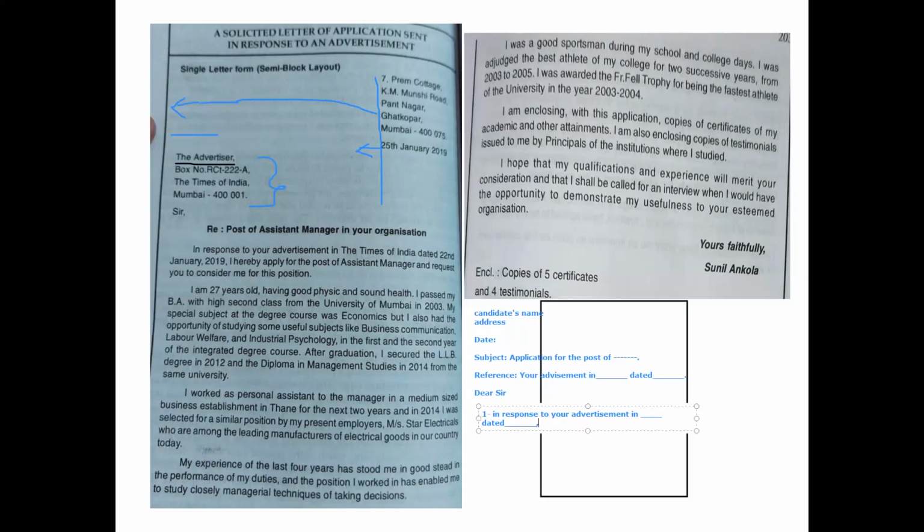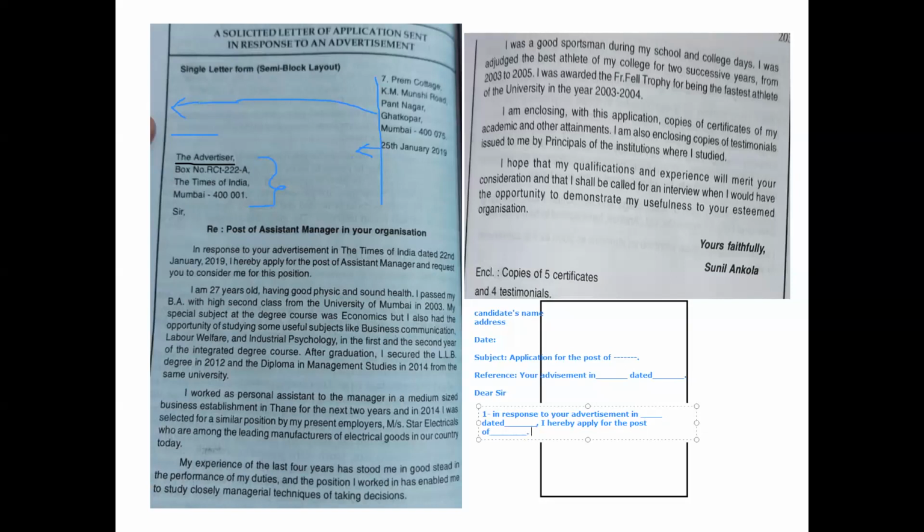Now see here, the same line you have written in your reference, only what you have added is in response to. These words you have added. Remaining as it is, whatever you have written in the reference you can copy. After that you write comma, then I hereby apply for the post of, again blank, which post you are applying for, that you have to mention, then full stop.